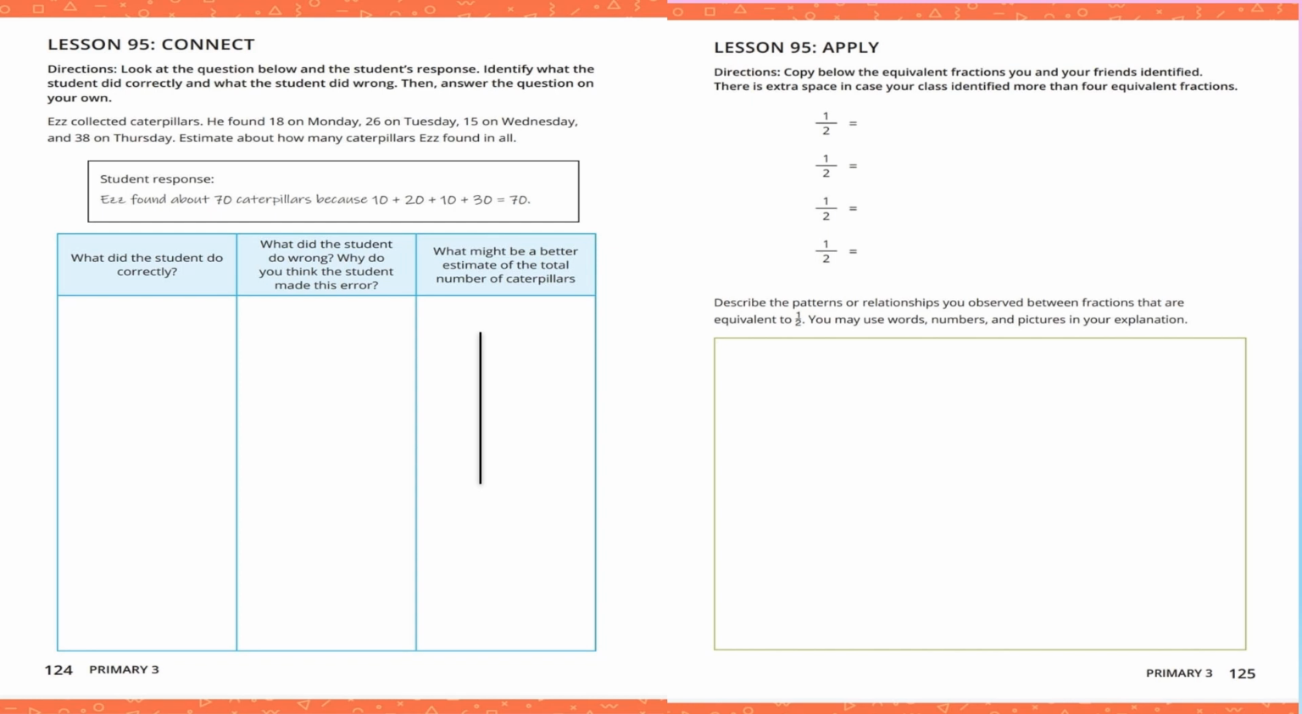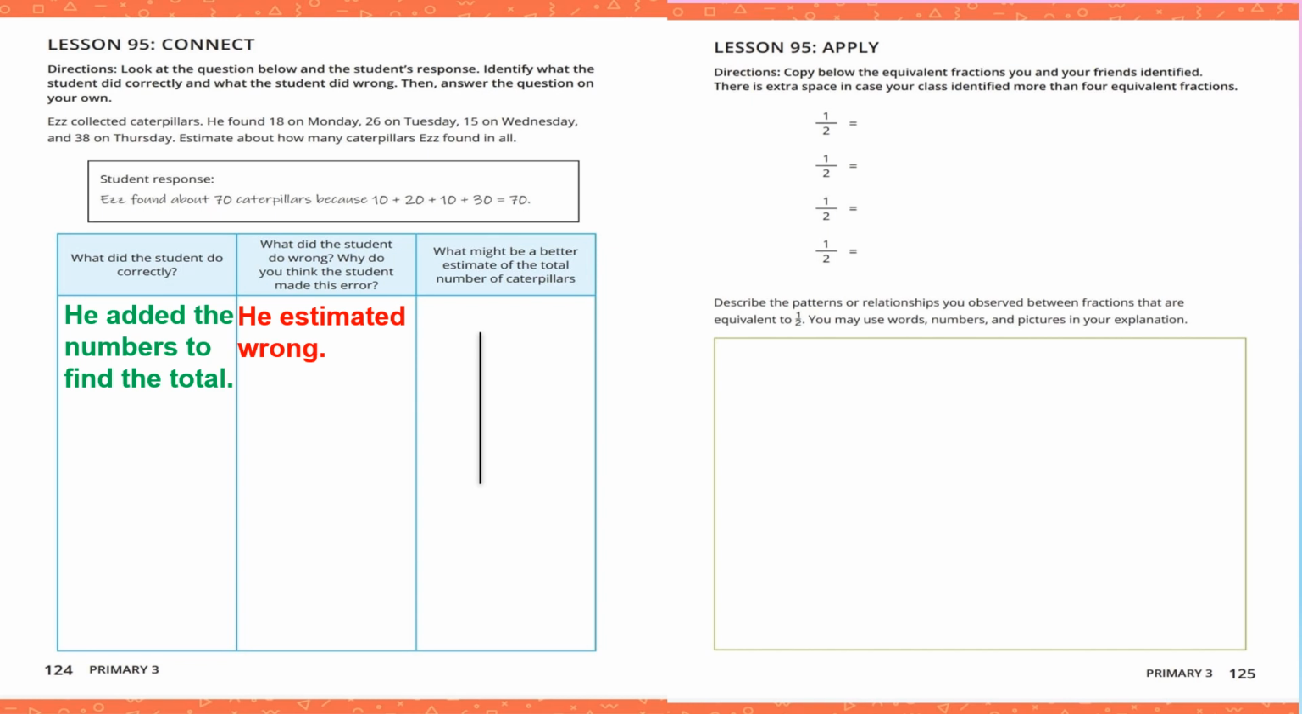But this is wrong. Let's answer. What did the student do correctly? The student did correctly that he added the numbers to find the total. What did the student do wrong? He estimated wrong.